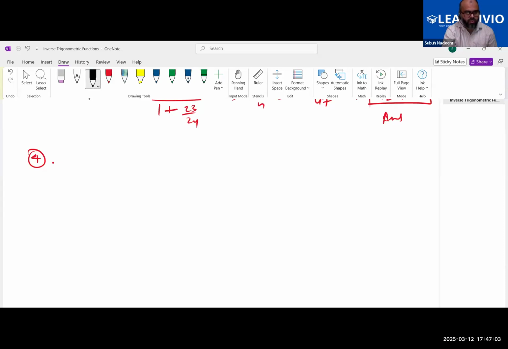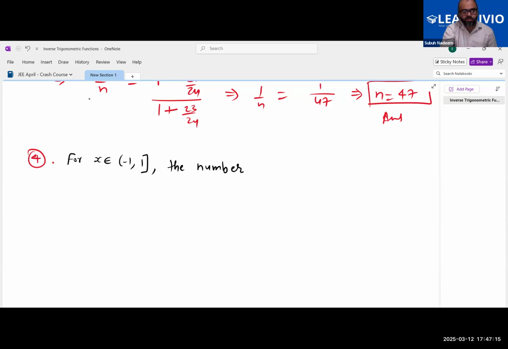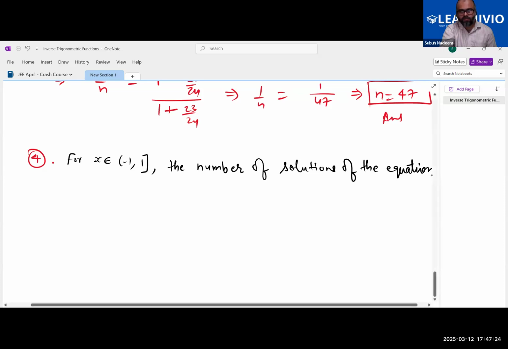For x belonging to (-1, 1], the number of solutions of the equation sin inverse x is equal to 2 tan inverse x is equal to.